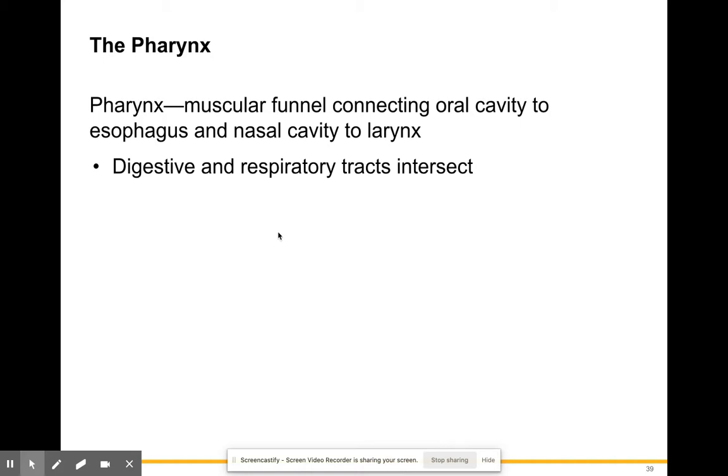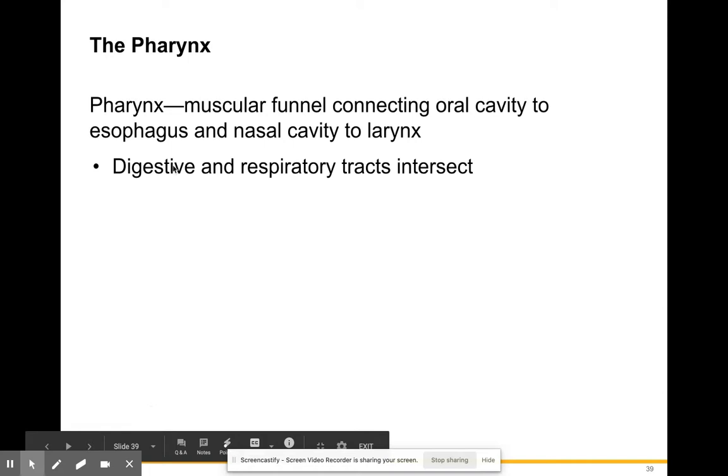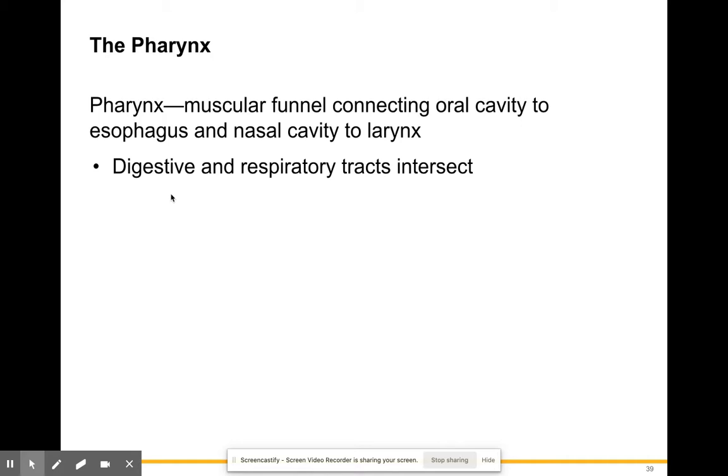Okay, let's talk about the pharynx, and then we're going to talk about swallowing, and then we'll call it a day for this lecture. Okay, the pharynx is a muscular funnel that connects the oral cavity to the esophagus. Okay, so your mouth is connected to your throat through the pharynx.